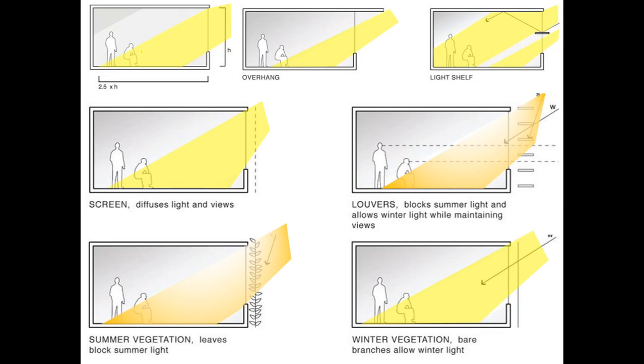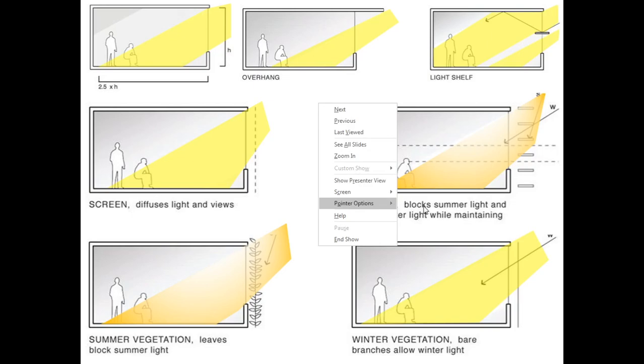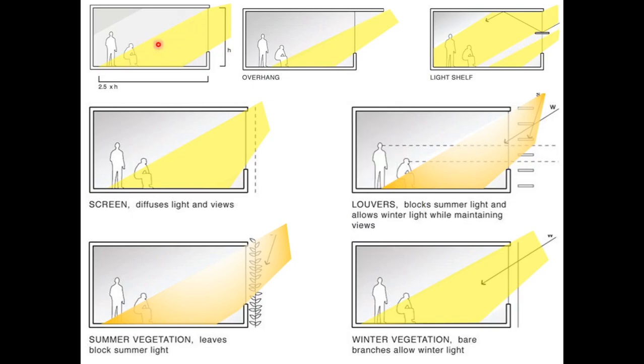Maybe the direct light is more, and maybe the diffused light is a little lesser. So the direct light is more and the diffused light is a little lesser, so you get a little bit of reflected light here. And if you have an overhang, the daylight is minimized, so you can just get a little bit of daylight here.